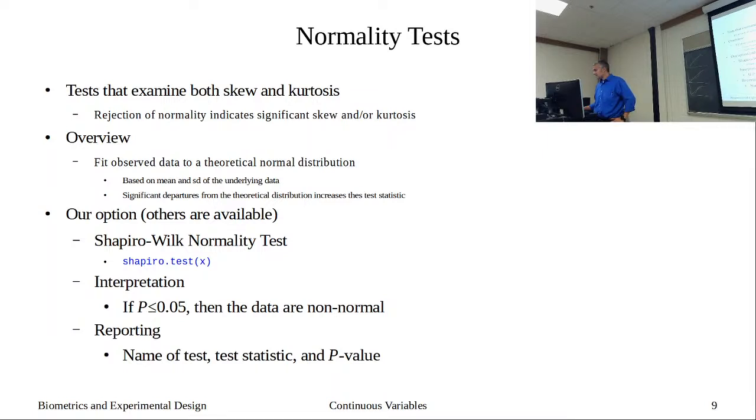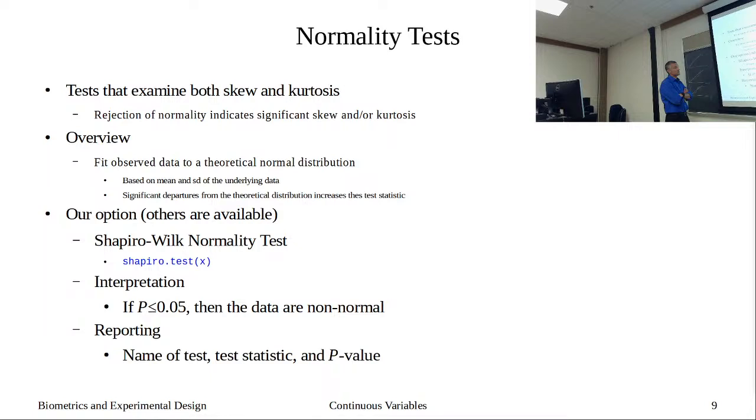So, normality test. This test looks at normality. The Shapiro-Wilk test is going to look at skew and at kurtosis. If we violate skew, we're non-normal. If we violate kurtosis, we're non-normal. If we violate both, we're non-normal. It doesn't tell us if we're skewed or kurtotic or anything. It just says, hey, we're non-normal.